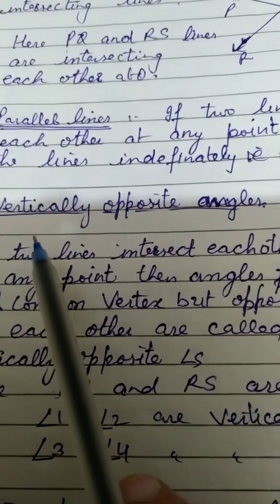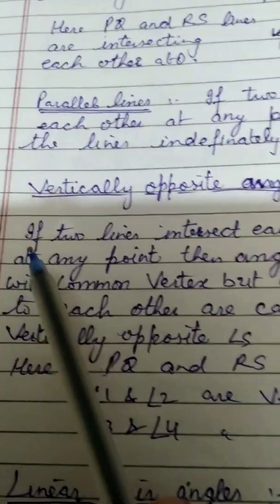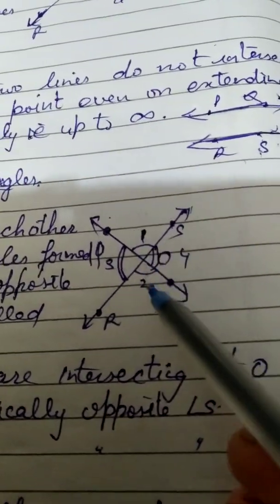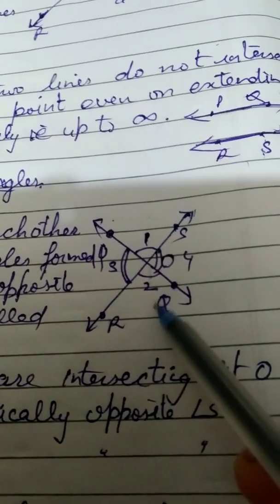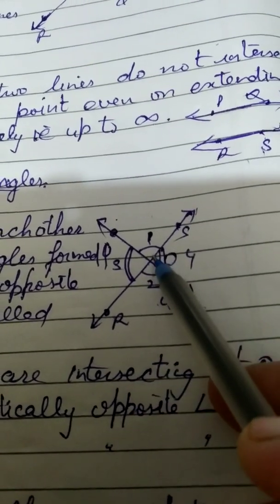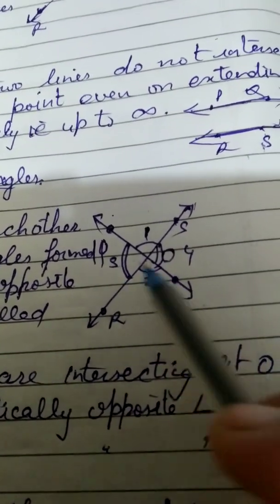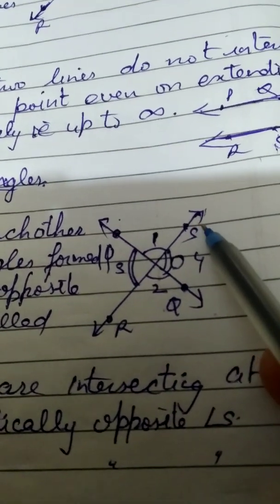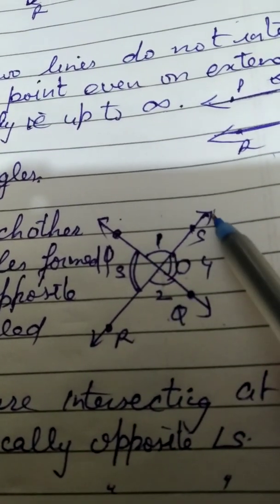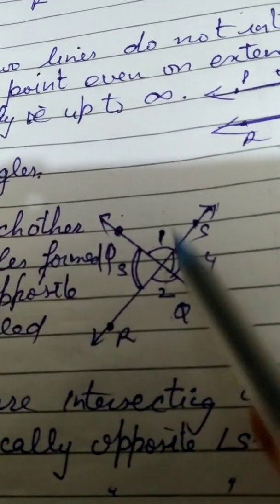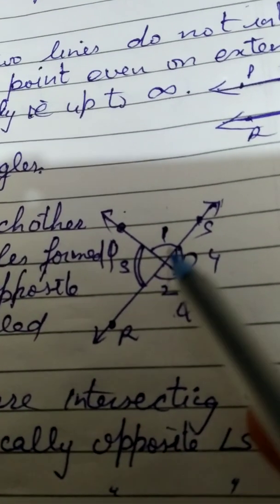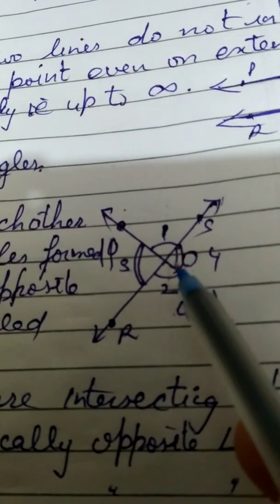The next is vertically opposite angles. Vertically opposite angles are the angles opposite to each other with a common vertex when two lines are intersecting each other. Here, see, PQ and RS are the lines intersecting at point O. Then angle POS and angle ROQ are opposite to each other with common vertex O.